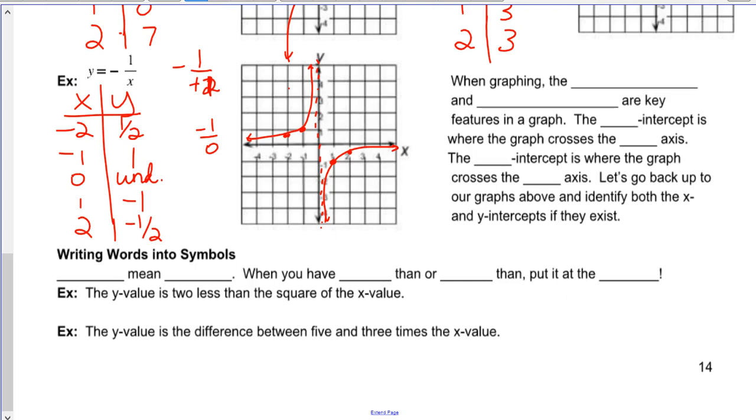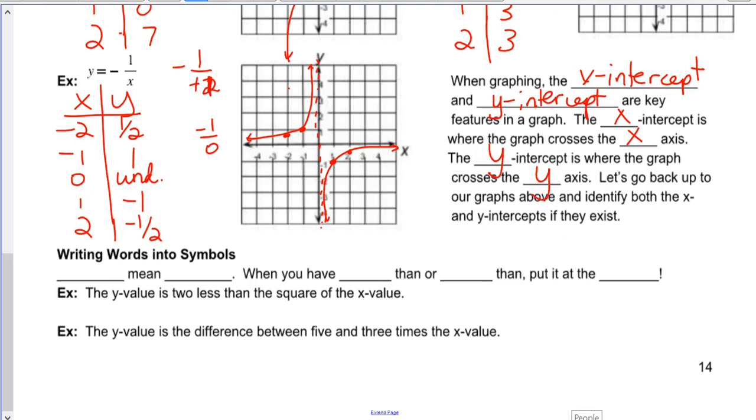All right, so when it talks about intercept work, it says when graphing the x-intercept and the y-intercept, these are some terms you'll want to know. They are key features in a graph. The x-intercept is where the graph crosses the x-axis, and the y-intercept is where the graph crosses the y-axis.